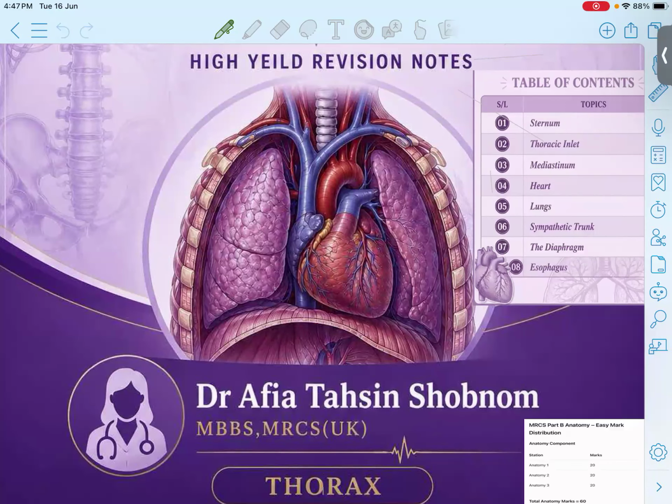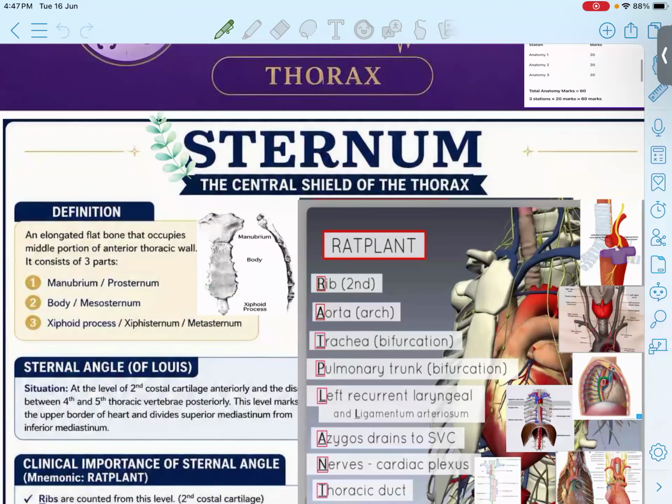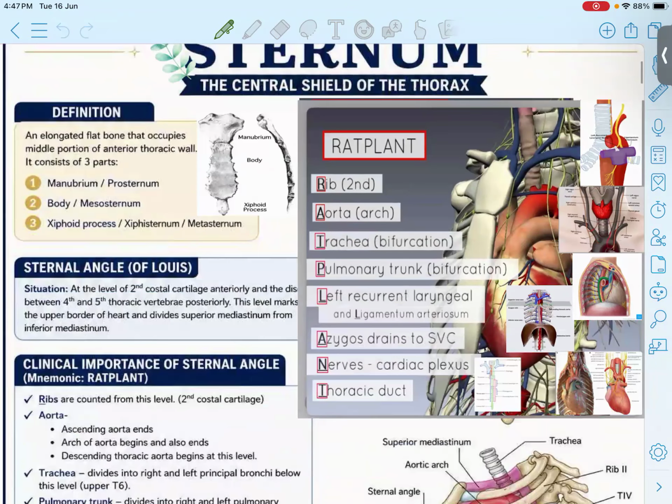So the first topic is sternum. If you have any question, please stop me and ask. Okay. The sternum is not so important. We all know the sternum has 3 main parts: manubrium, body, and xiphoid process. I won't go further.